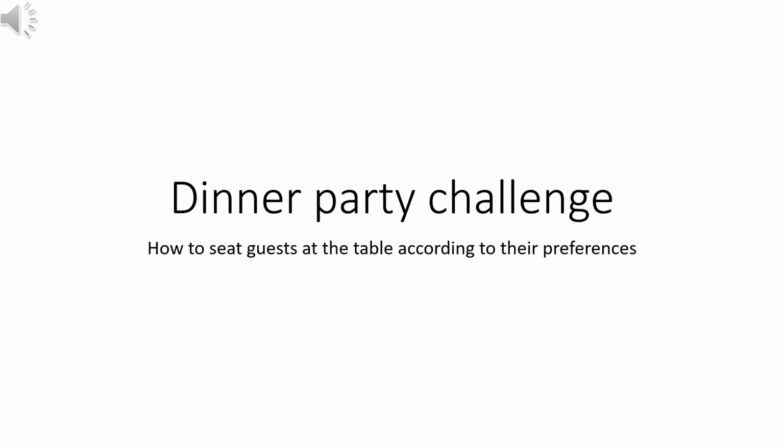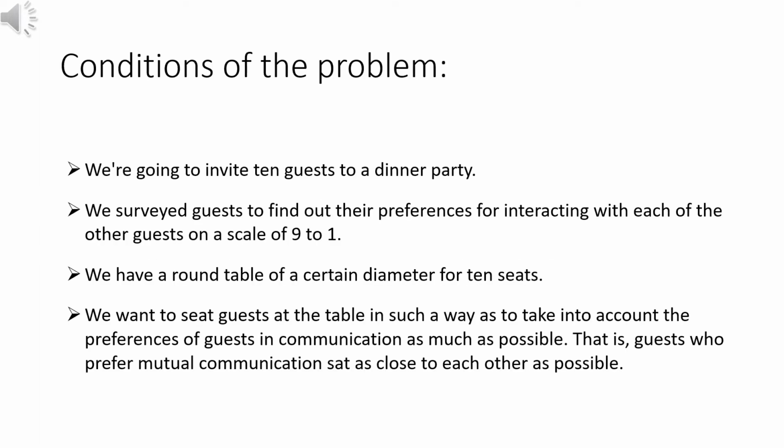Dinner Party Challenge. How to seat guests at the table according to their preferences. Conditions of the problem: we're going to invite 10 guests to a dinner party. We surveyed guests to find out their preferences for interacting with each of the other guests on a scale of 9 to 1. We have a round table of a certain diameter for 10 seats.